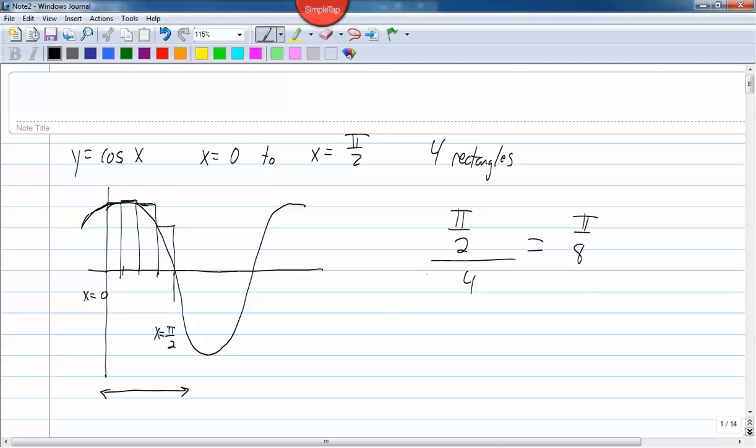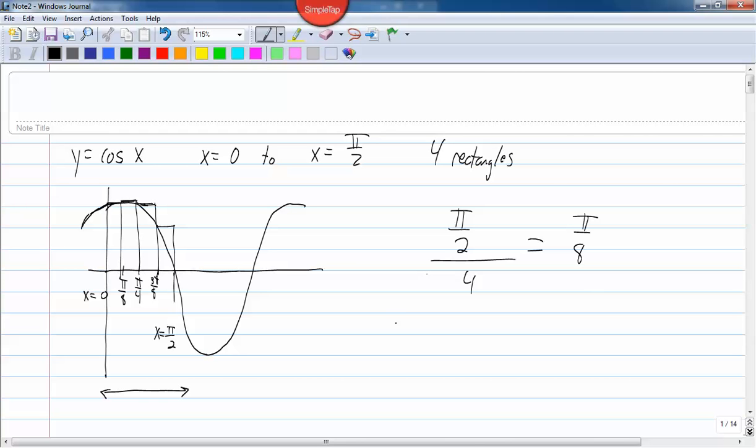The height we get by plugging in the x values. Okay, so this is x equals 0. This is x equals pi over 8. This is, add pi over 8 again, that's going to be 2 pi over 8 or pi over 4. Add pi over 8 again, that's going to be 3 pi over 8. And then 4 pi over 8 or pi over 2. Alright, so for each one of those we say width times height.